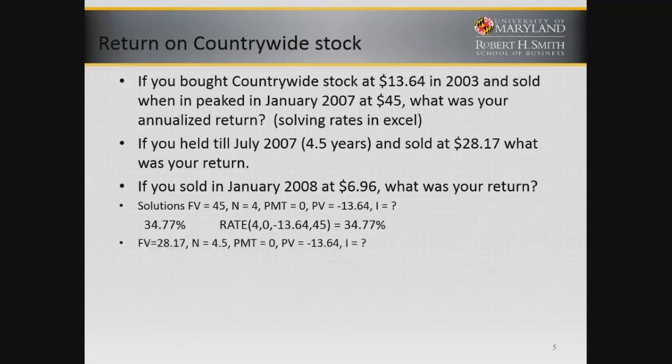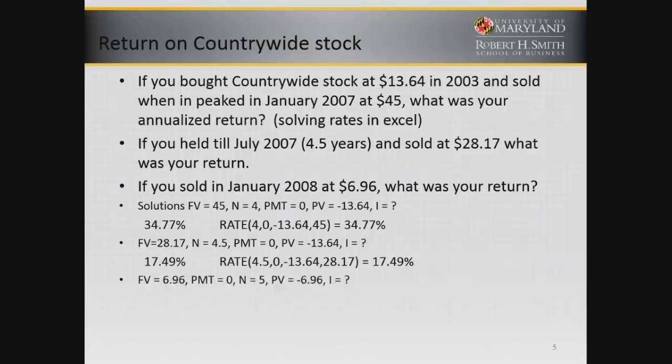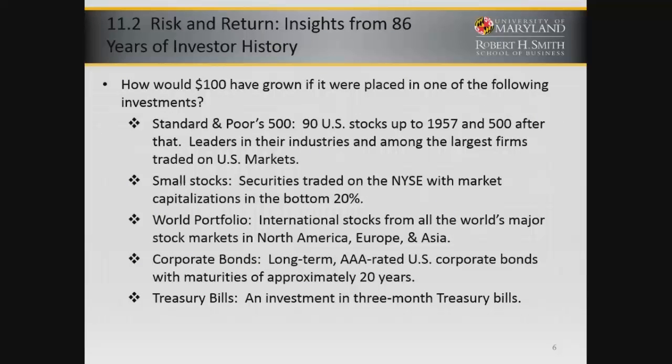So you can see if you were smart enough to sell it 4 years later, you got a nice return, 34.77%. What if you thought, though, let me hold it a bit longer? Now N is 4.5 and future value is 28.17. Our return is a little less than 17.5%. What if you said, let me hold it for 5 years? Then you can see that your return is negative. So you certainly didn't buy the stock for a negative return. This is the risk that you may not get the return you wanted.